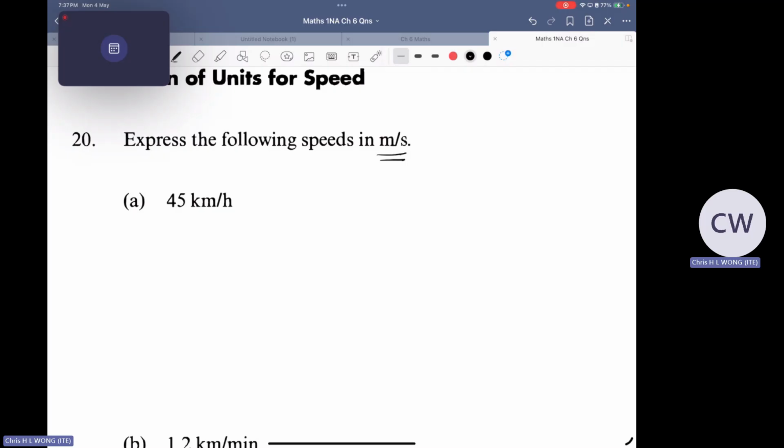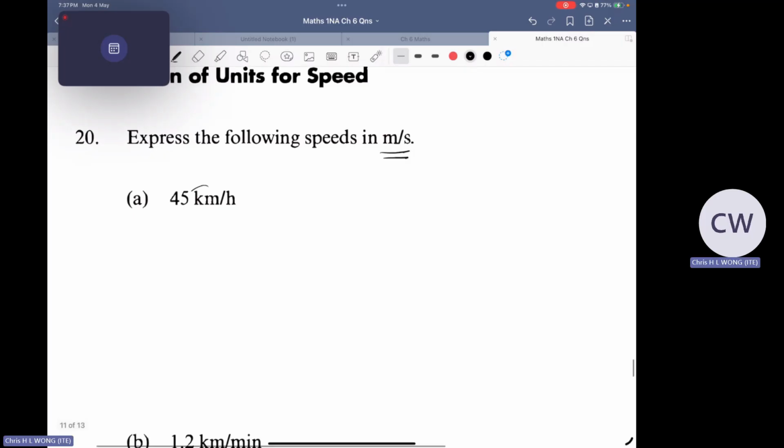Now, 45 kilometer per hour, change to meter per second. You are going to convert kilometer to meter, hour to second, right? Then you need to know your conversion. I need to know 1 km, how many meters? K is 1000, right? 1 kilometer gives you 1000 meters. Must know this, okay?